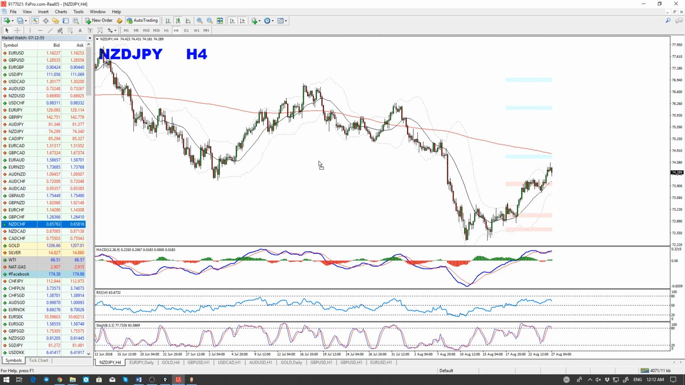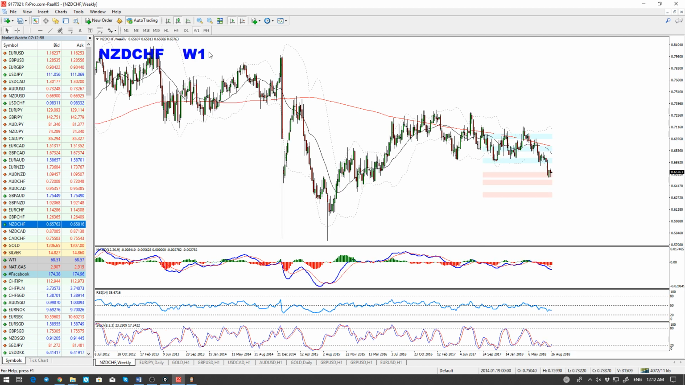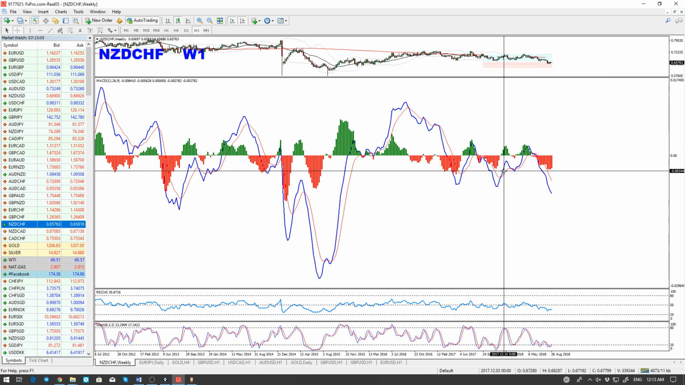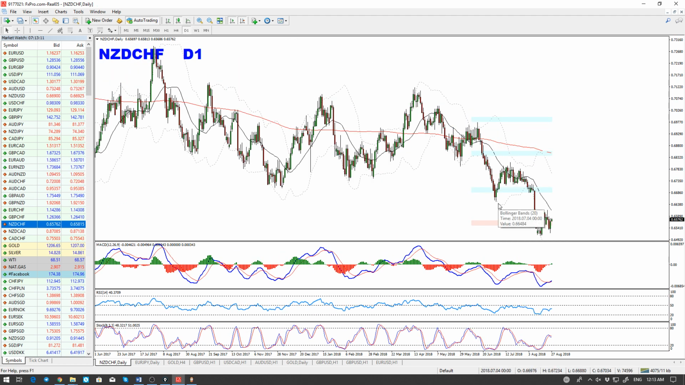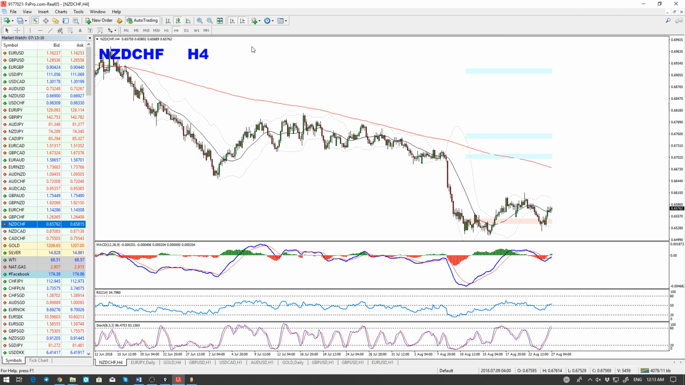New Zealand dollar versus the franc, same story. We are basically still bearish. The weekly has no real divergence in play. This is lower lows. Daily has no divergence in play. That's lower lows. So we want sells. So 2 waves or any range, we are looking for sells. Kiwi franc, sell the rallies.